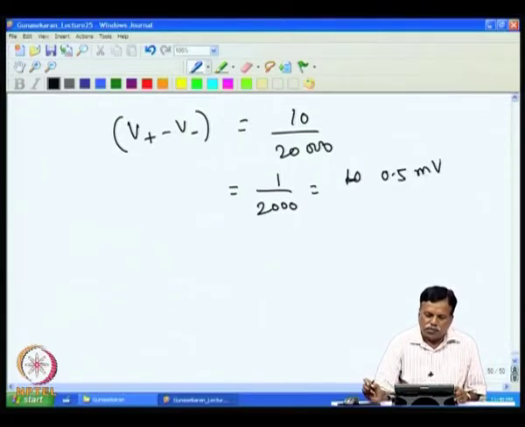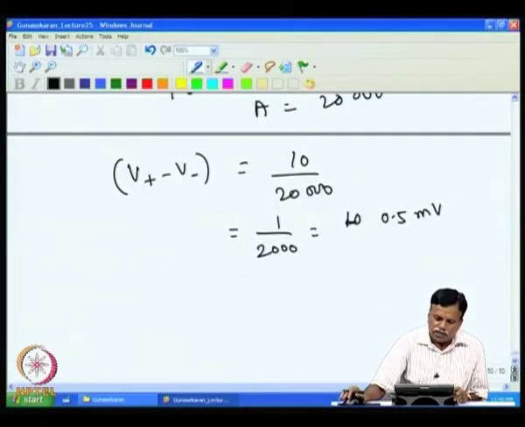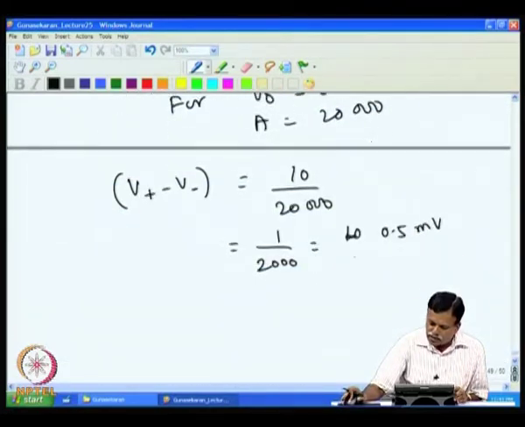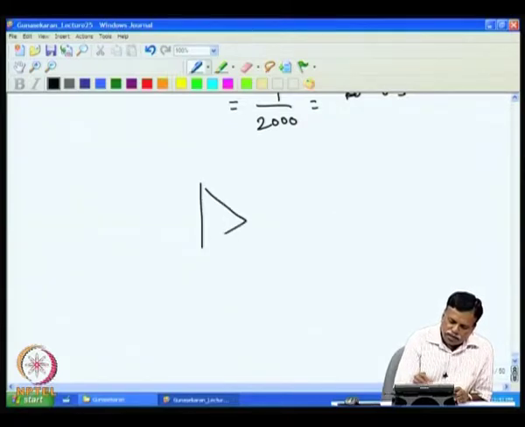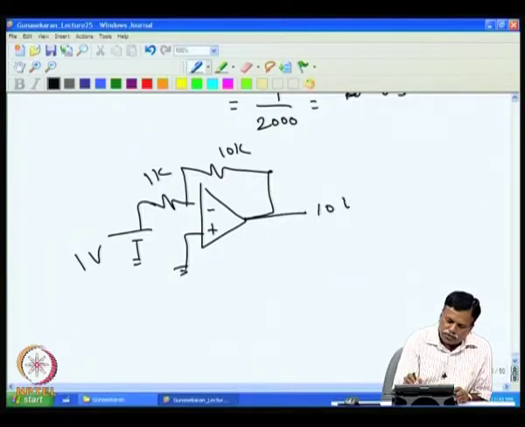You will have a 0.5 millivolt difference to produce a 10 volt output. That means these 2 points are not at the same potential, that is, if you look at the op-amp input now. So, if I ground this one, and keep 1 volt, and I have 1k and 10k, then I expect nearly 10 volt.